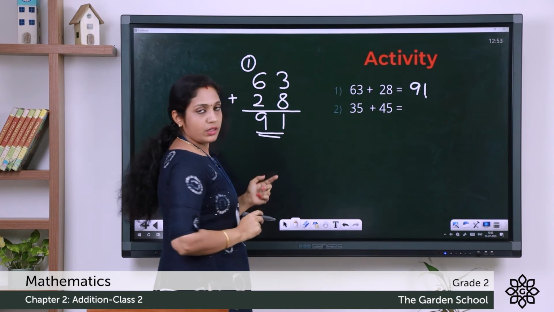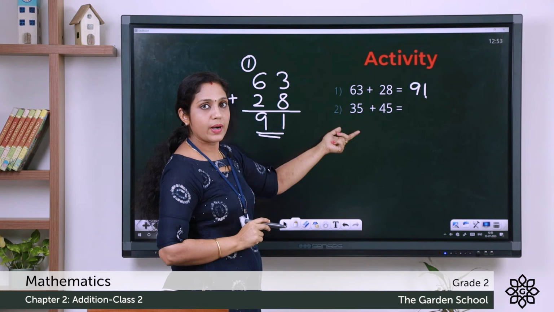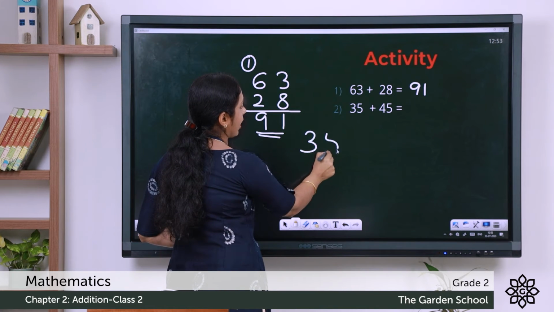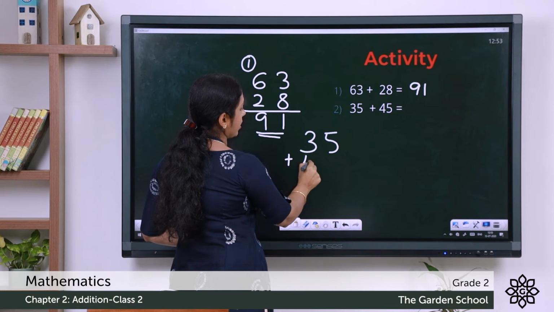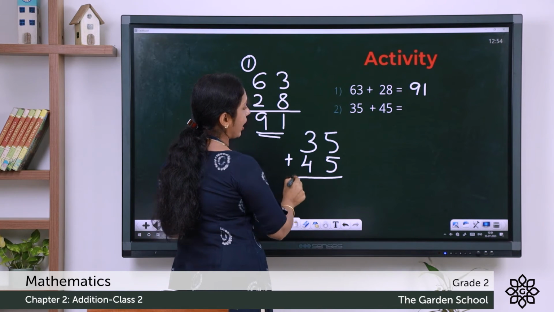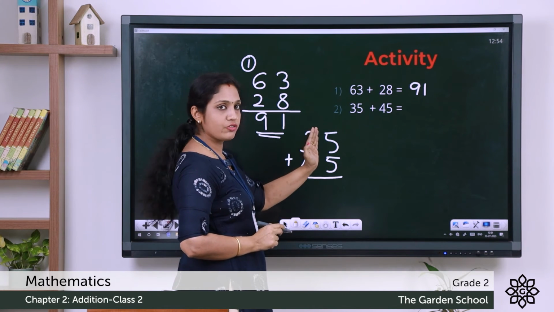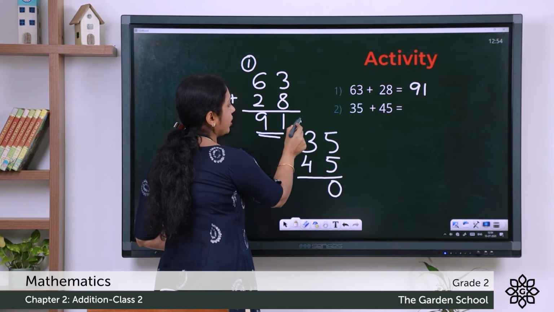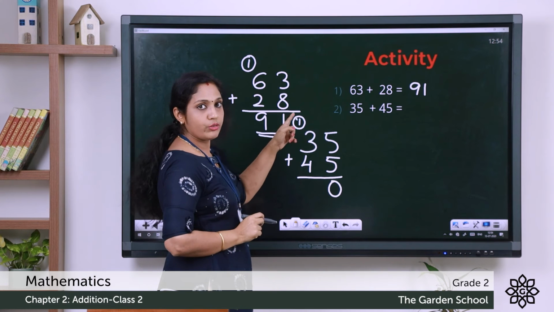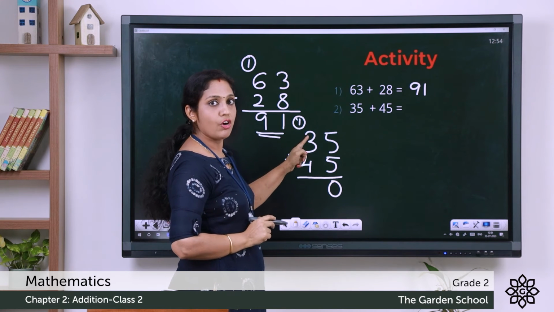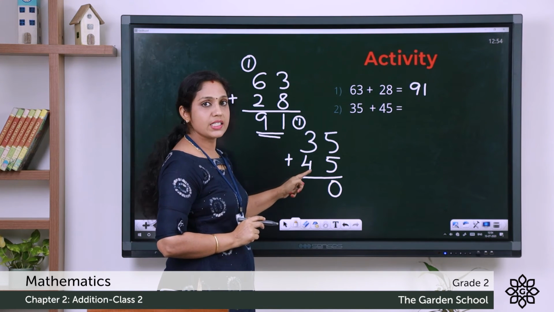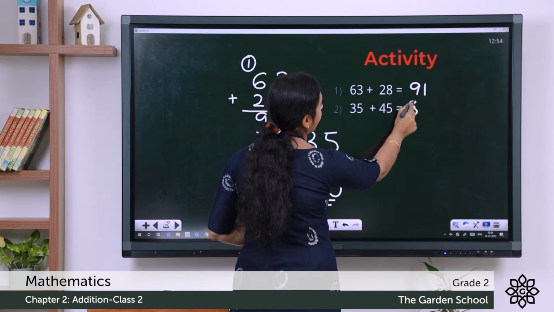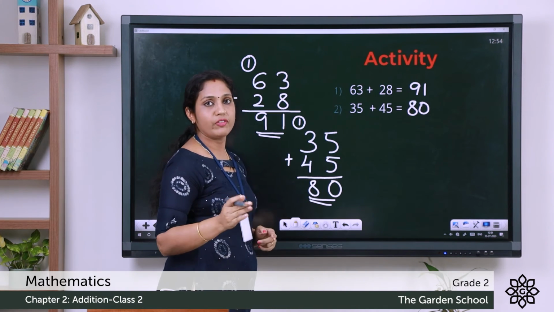Our next question, 35 plus 45. We have to add 5 plus 5 first. So, what is 5 plus 5? It is 10. So, write 0 here and take the 1 here. Now, we have to add 1 plus 3 is 4. 4 plus 4 is 8 and the answer is 80. So, 35 plus 45 is 80.